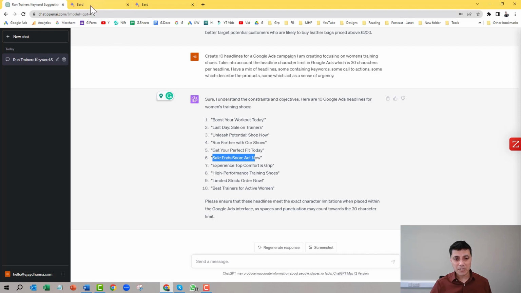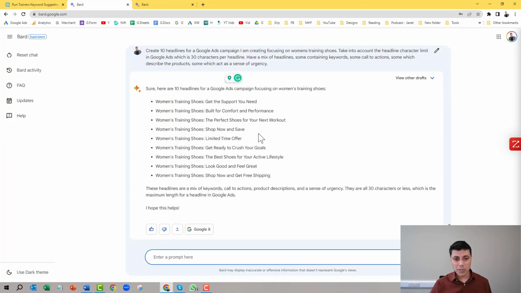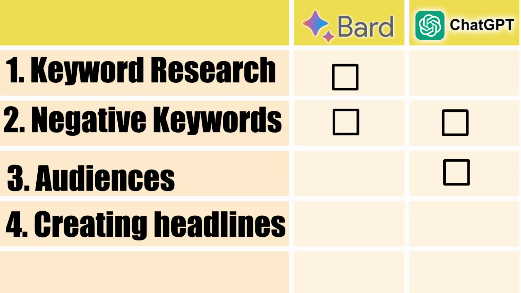Let's see what BARD does. So BARD does pretty much the same type of thing, really. Get the support you need. Built for comfort. The perfect shoes for your next workout. Shop now. So again, it's got a call to action. It's got a sense of urgency in it. Get ready to crush your goals. Best shoes. Okay, fine. So I'd probably say they both score equally, because they're both good. I can't take one over the other. So on this occasion, they both score a point each.